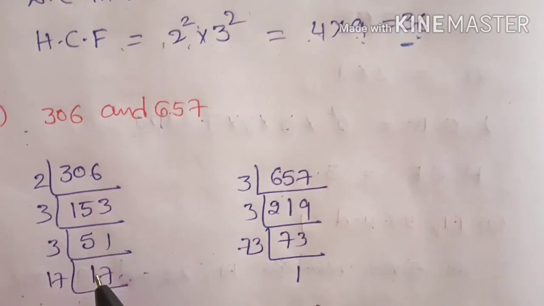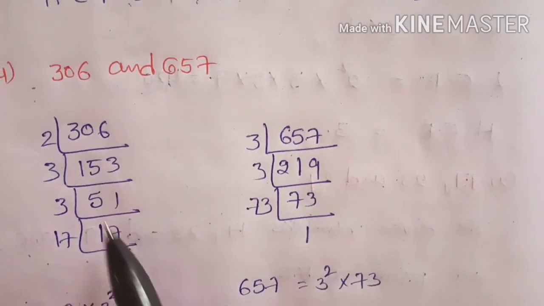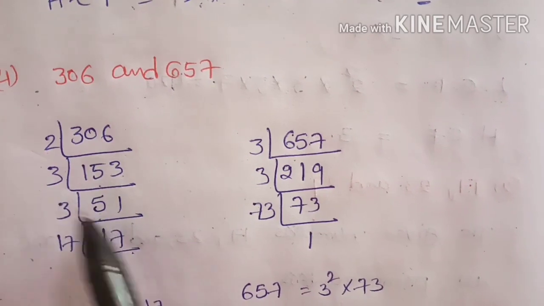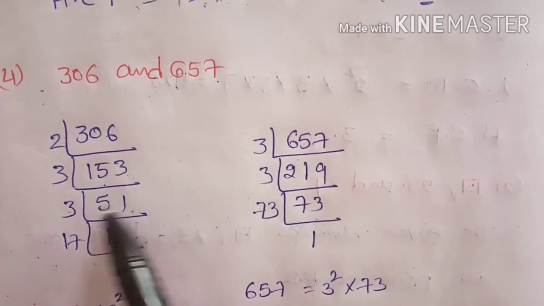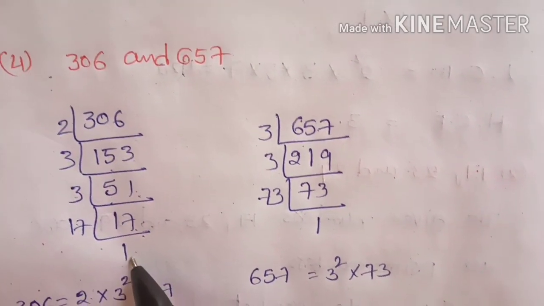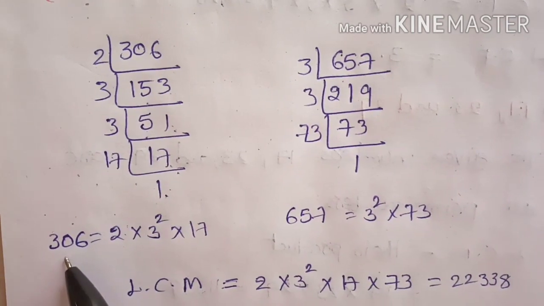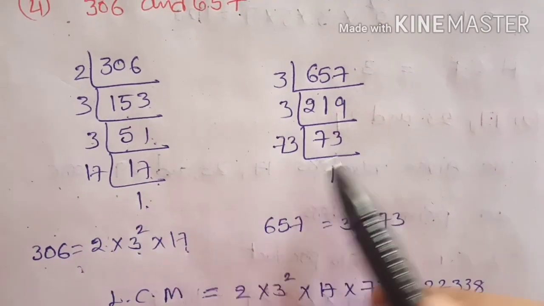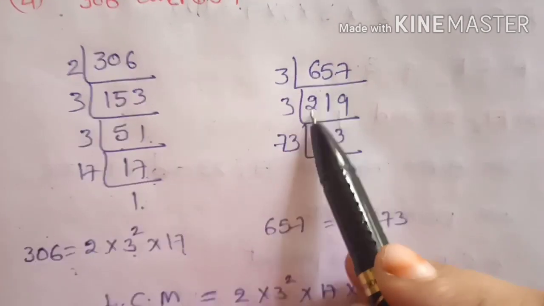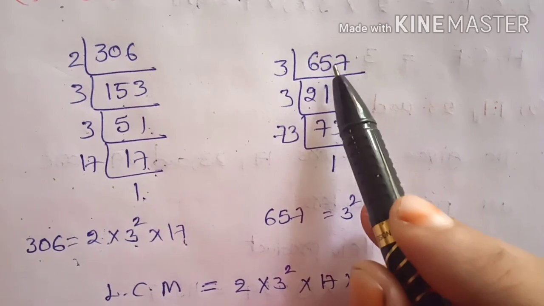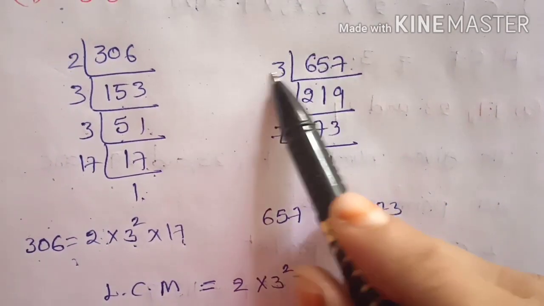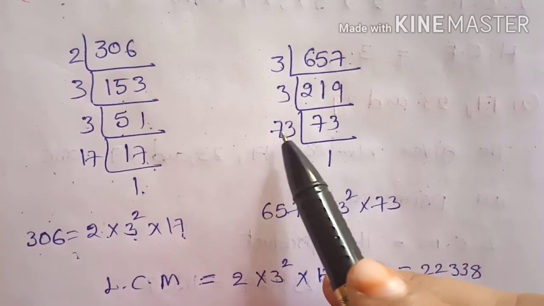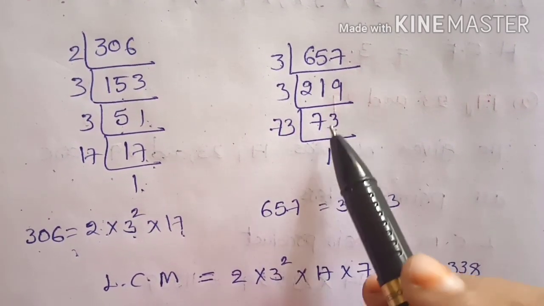First we write prime factorization. Okay. 2 one fifty-threes are 306, 2 threes are 6, 3 fifty-ones are 153, 3 seventeens are 51, 17 ones are 17. Then you write 306 is equal to 2 into 3 square into 17. Okay. Next, 657: 3 two nineteens, 3 three sevens are 219, 3 twenty-ones, 3 sevens are 21, 73 ones are 73.